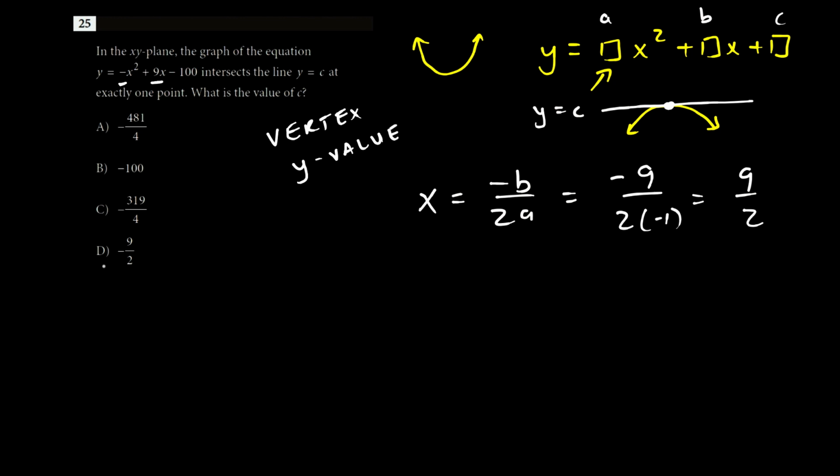So part D, this seems to be a distractor. Don't want to eliminate it right away, but probably not going to be the answer. And now we just go ahead and substitute the x value in to find the y value.